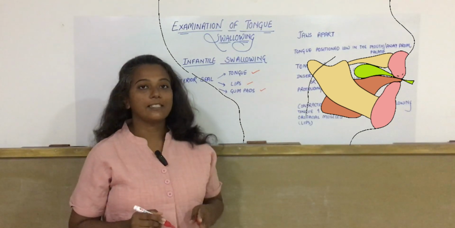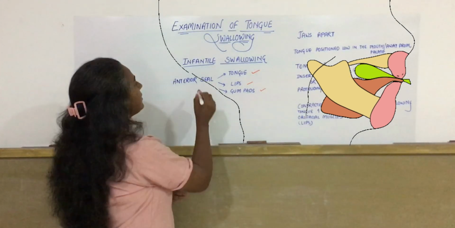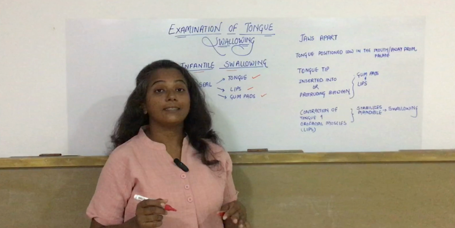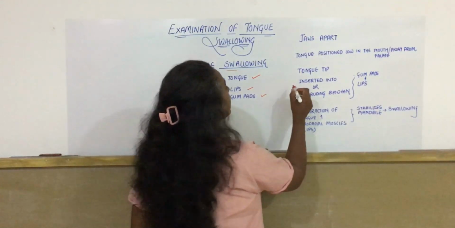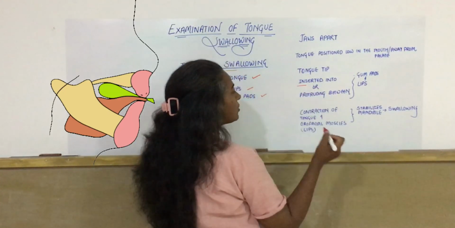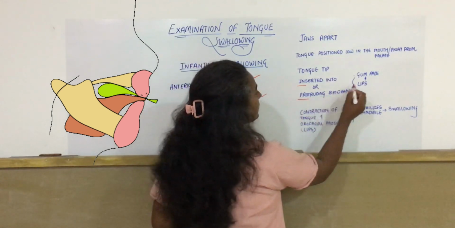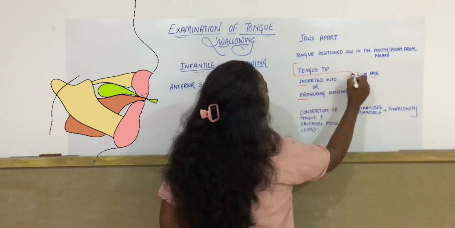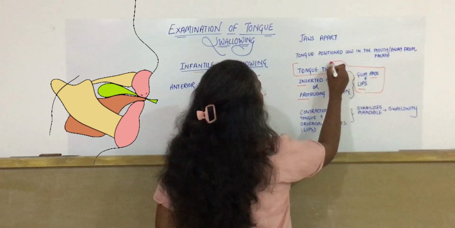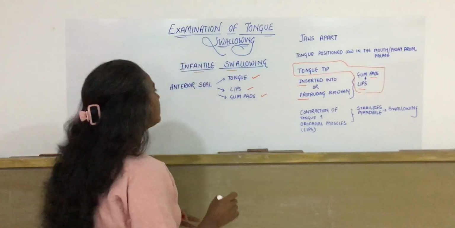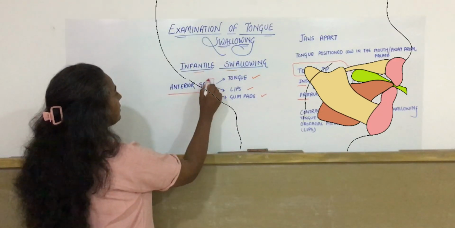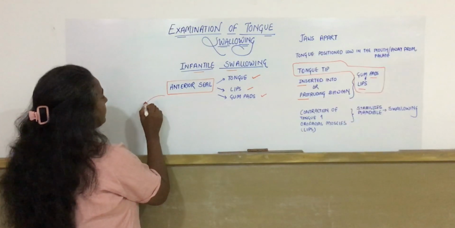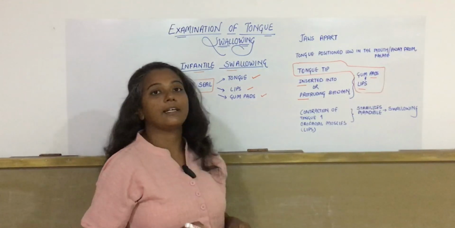This characteristic type of swallowing is known as infantile swallowing or visceral swallowing. The tongue is positioned such that it gets inserted into, or sometimes it protrudes between the gum pads and the lips. And together, these three things, the tongue, the gum pads, and the lips, form the anterior seal. This anterior seal helps to push the contents of the mouth behind during the act of swallowing.